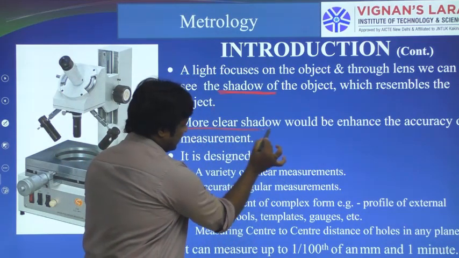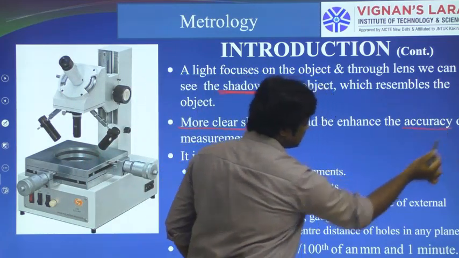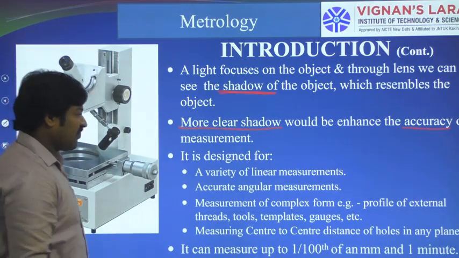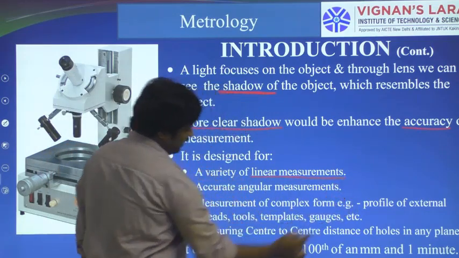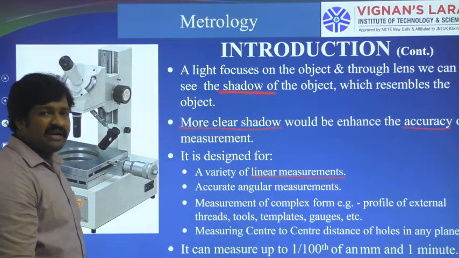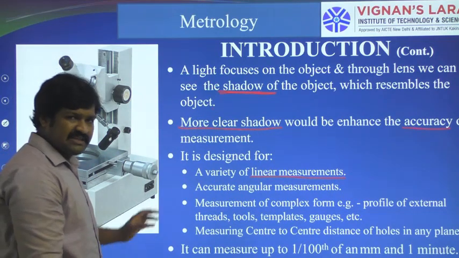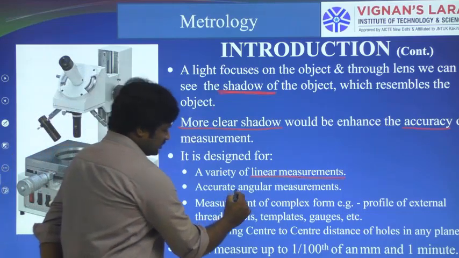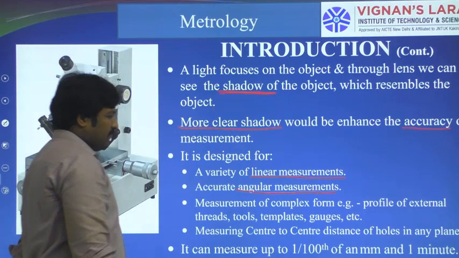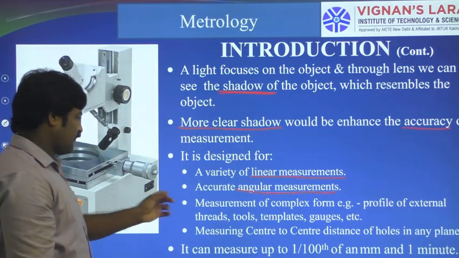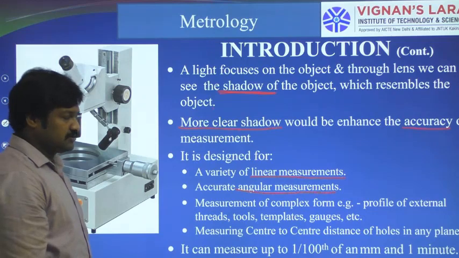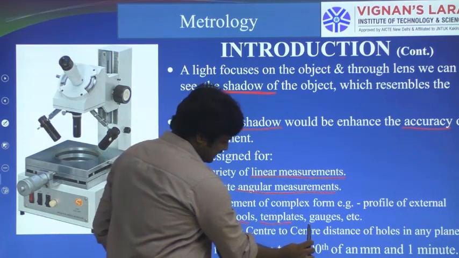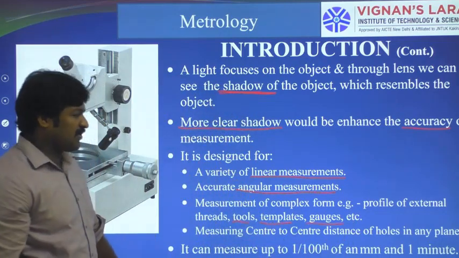The clearer the shadow, the more it enhances the accuracy of measurement. Next, it is designed for a variety of linear measurements. It means to identify the length, width, diameter; various linear measurements can be done by means of this process. Next, accurate angular measurements. This is used for measuring degrees, minutes, seconds, so various angles. Also measurement of complex forms, for example, profile of external threads, tools, templates, gauges, etc.